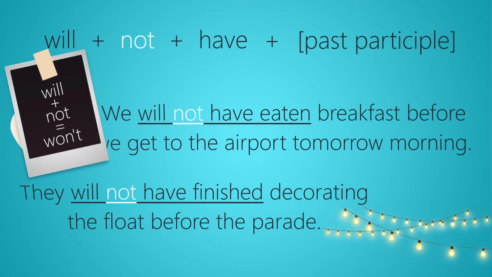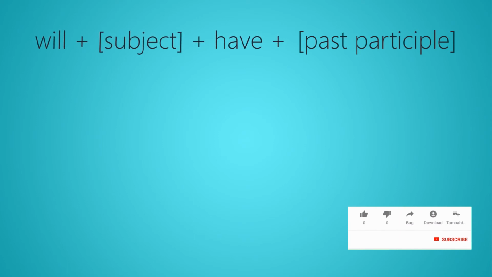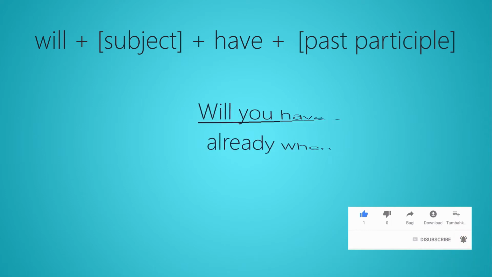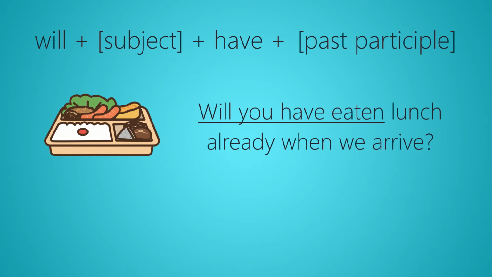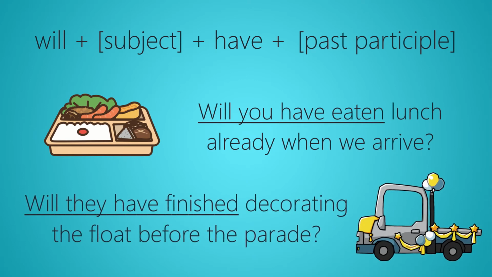And the formula for asking a question in the future perfect tense is will plus subject plus have plus past participle. For instance, will you have eaten lunch already when we arrive? Will they have finished decorating the float before the parade?